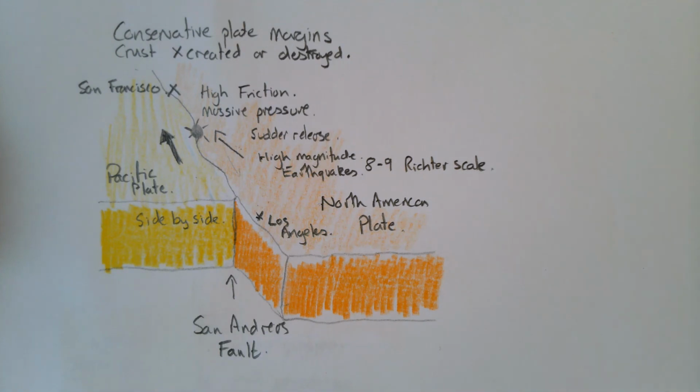In a real-world example, which two plates are moving past one another side by side? Very good, the Pacific plate and the North American plate, well done. And what is the name of the fault that we would find at the margin of those two plates? The San Andreas fault, indeed.